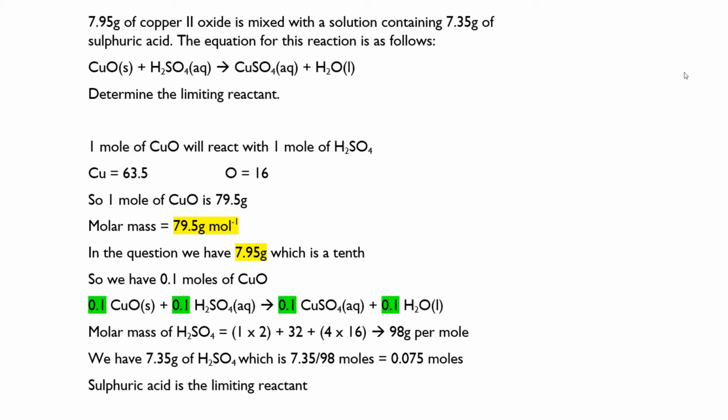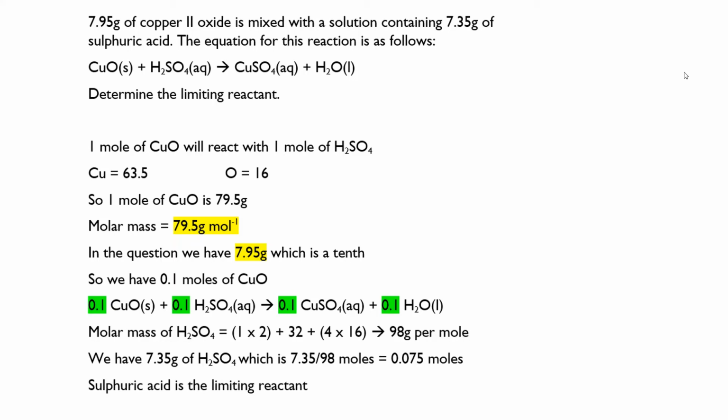In the question we have 7.95 grams. So let's work out what 1 mole of copper oxide is. You know that copper is 63.5, oxygen is 16. Add them up, and 1 mole of CuO is 79.5 grams. And in the question you have 7.95, so can you see that it is a tenth of a mole of copper oxide.